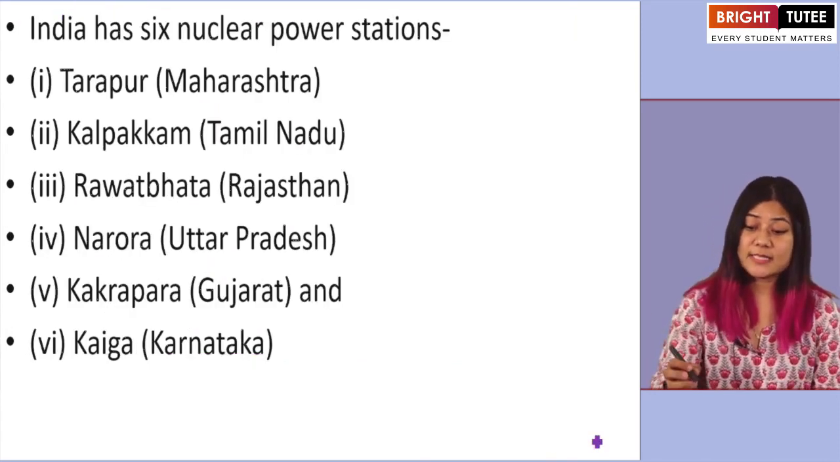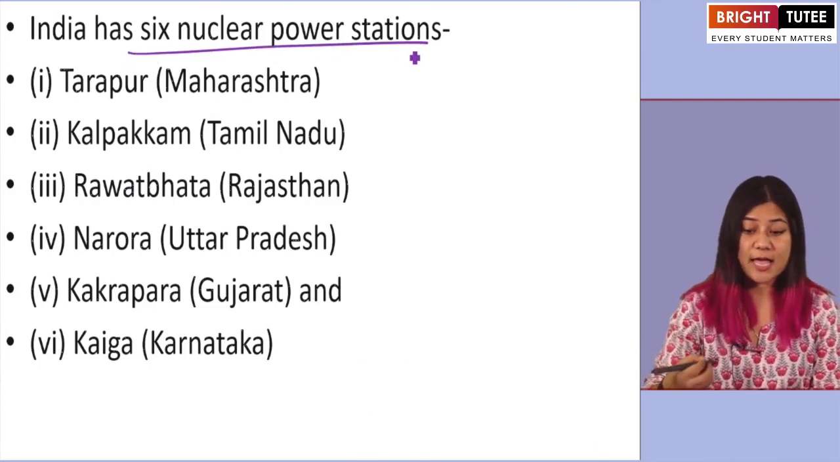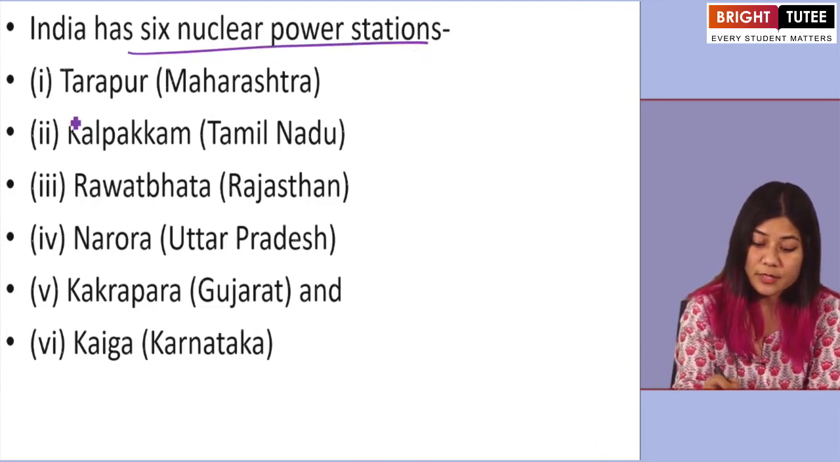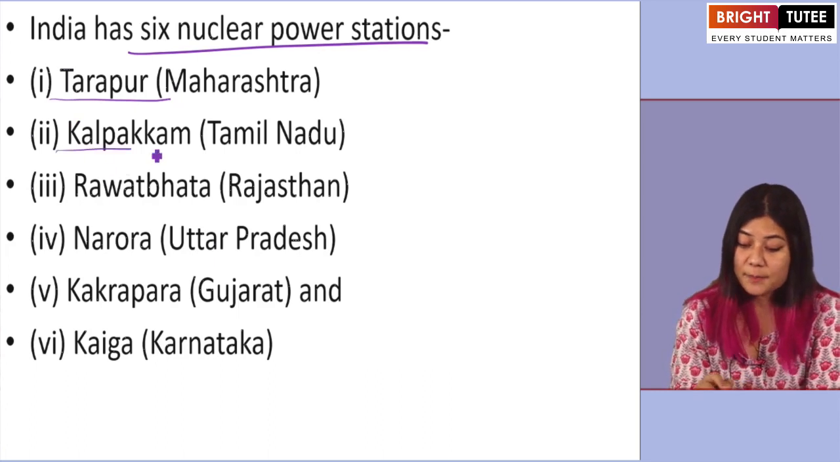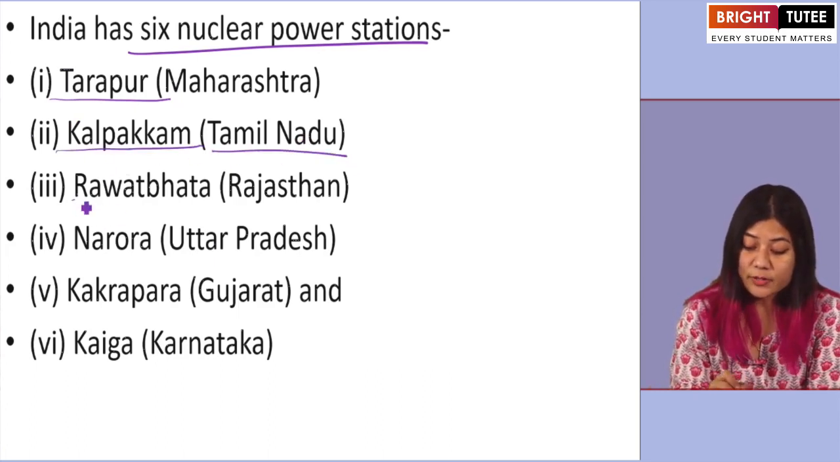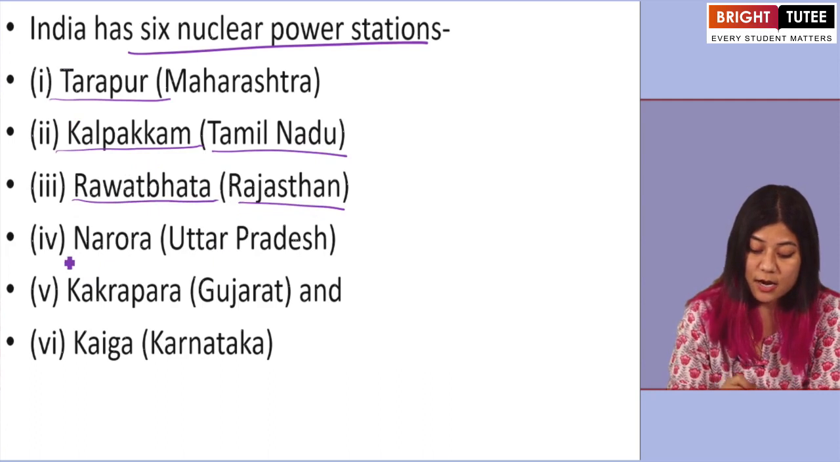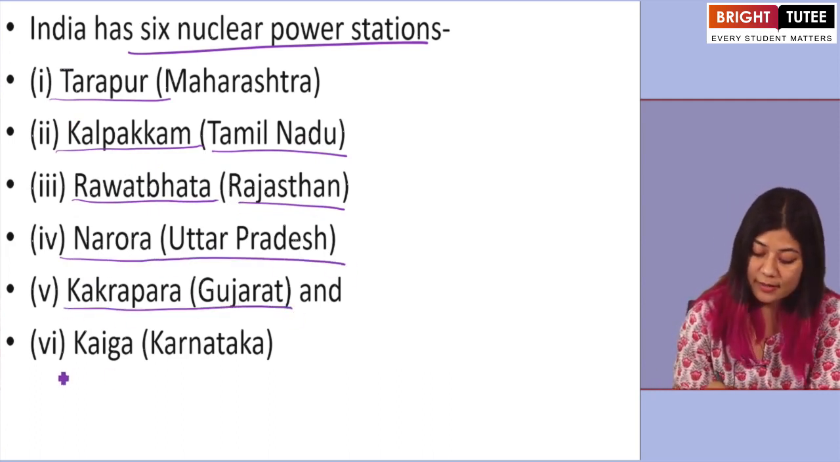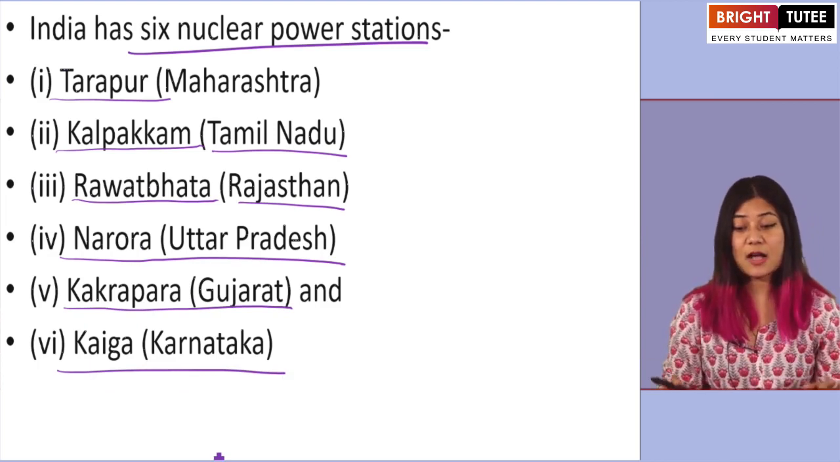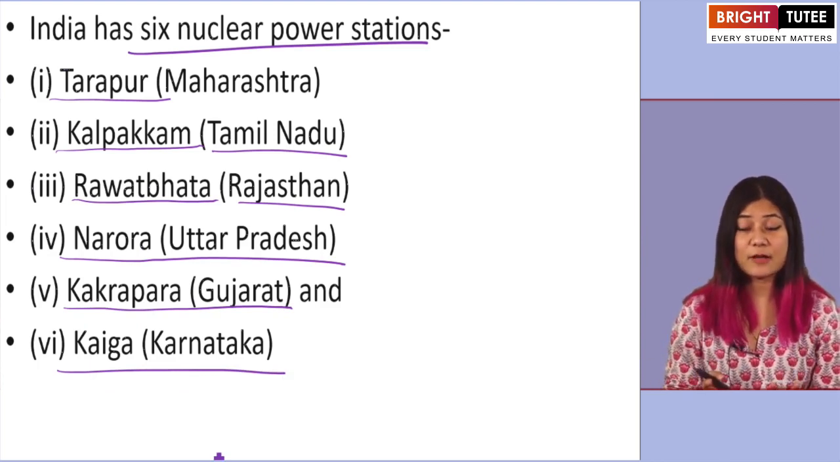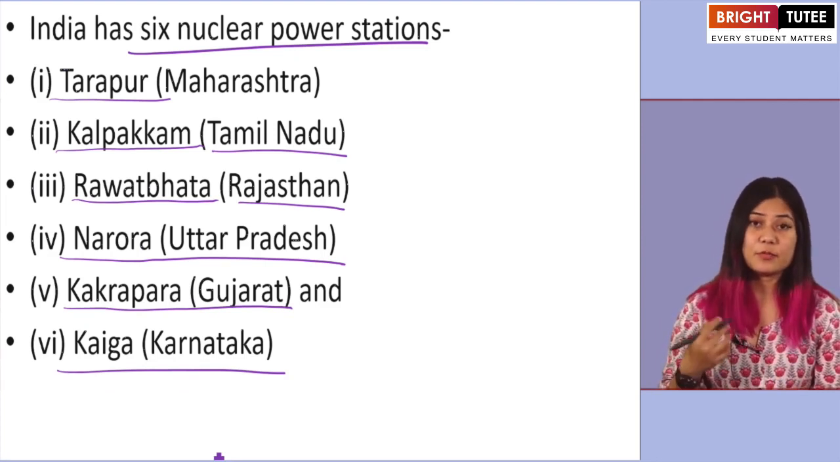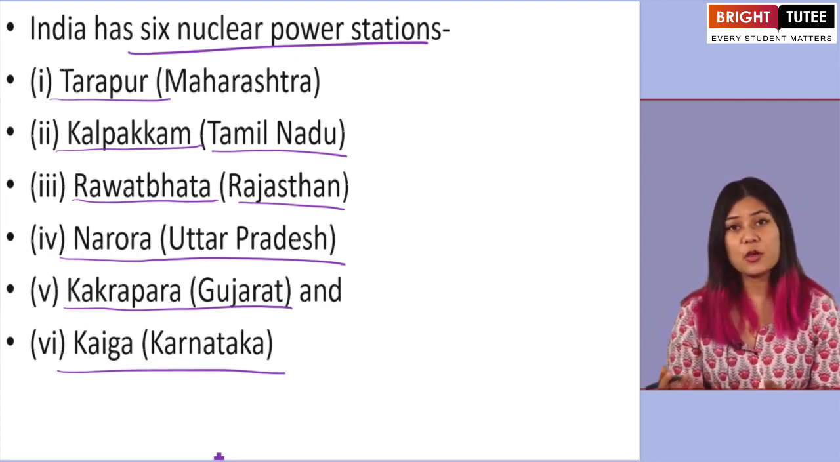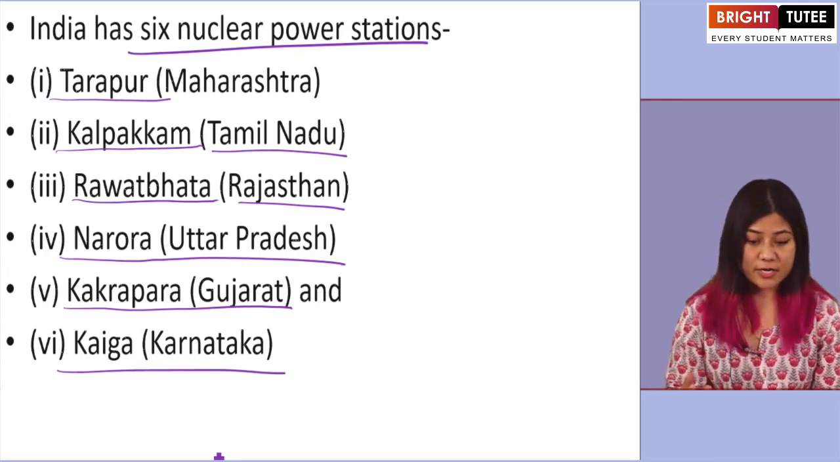In India, there are 6 nuclear power stations, and they are Tarapur in Maharashtra, Kalpakam in Tamil Nadu, Rawatbhata in Rajasthan, Narora in Uttar Pradesh, Kakrapara in Gujarat, and Kaiga in Karnataka. So these are the 6 nuclear power stations that exist in India, and they provide the energy source which is atomic or nuclear energy. Alright.